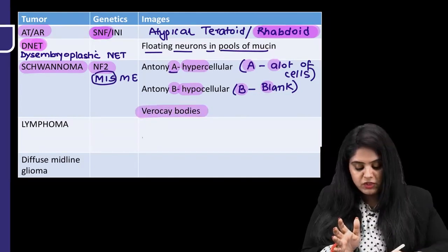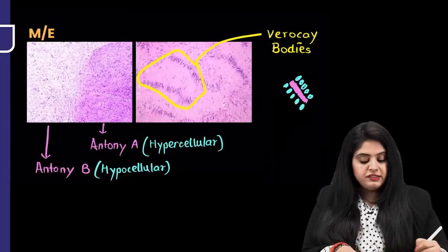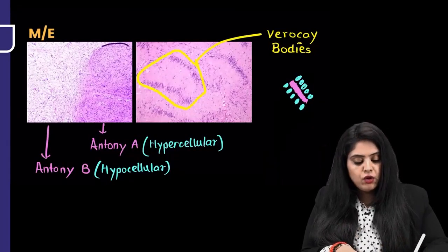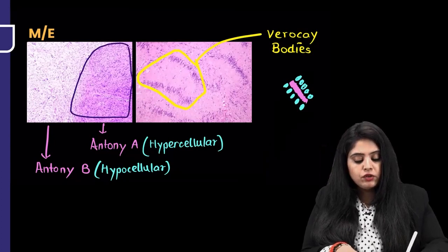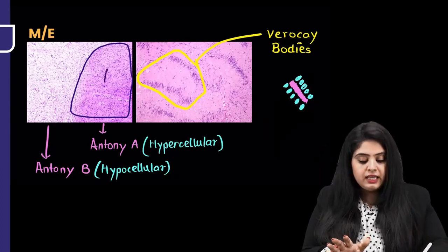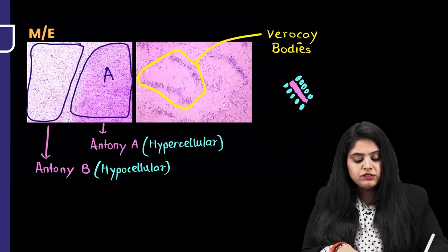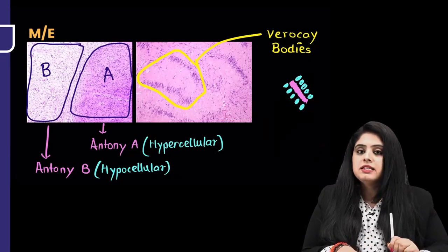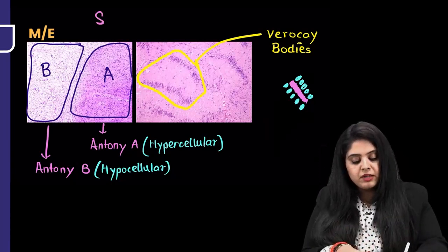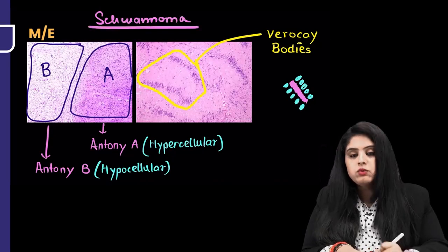Let's have a look at these pictures and clear it off. What are we seeing? Look at this area, guys. We are seeing lots of cells over here. A lot of cells means this is Antoni A area. Over here, I'm hardly seeing any cells. It's all white. So this is blank. Blank means Antoni B area. Sorted. Antoni A, Antoni B. I hope schwannoma is coming across. Antoni A, Antoni B clear. Now I just have to know what it is with Verocay bodies.